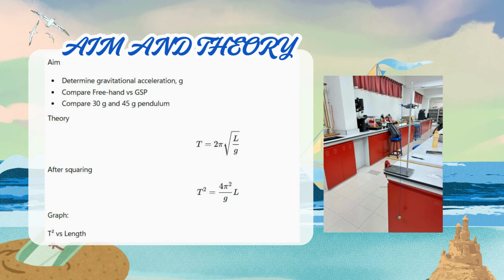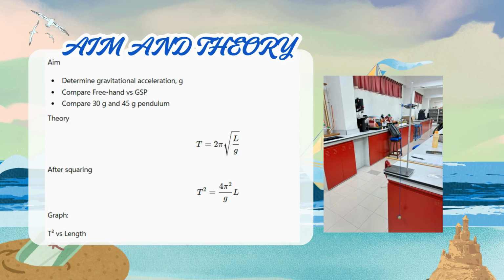This is the aim and the theory of this experiment. The aim of this experiment was to determine the value of gravitational acceleration by using a simple pendulum, and I used plasticine as the pendulum. We also want to compare freehand graph drawing with GSP and investigate whether changing the pendulum mass from 30 gram to 45 gram affects the oscillation period.